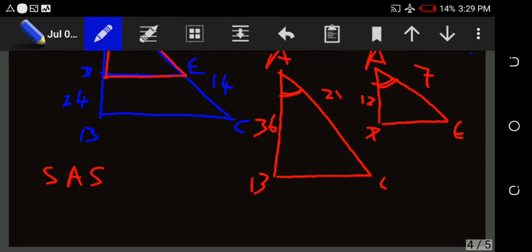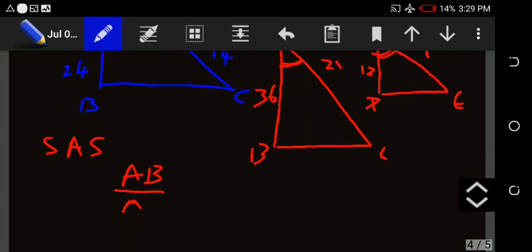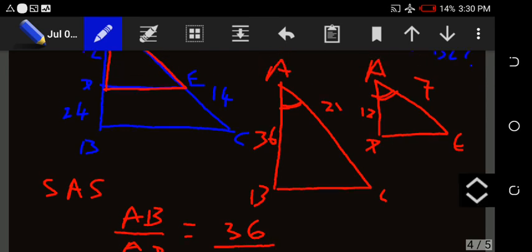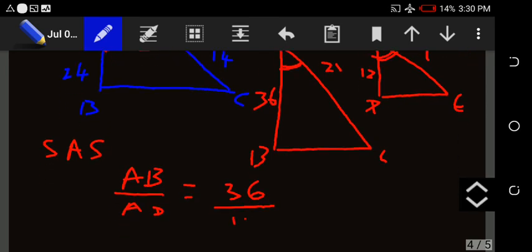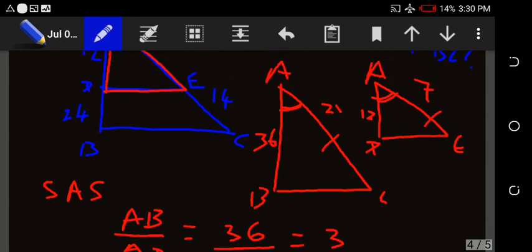So in this case, let's say 36, that's the ratio of AB. So I want to find the ratio of AB to AD, but they are corresponding sides. So the ratio of AB to AD will mean 36, which is AB, over AD, which is 12. And when you do that, that gives you 3. That is one. Then you also check the other sides, that is this side and this side.